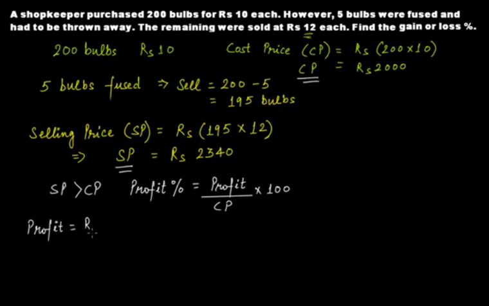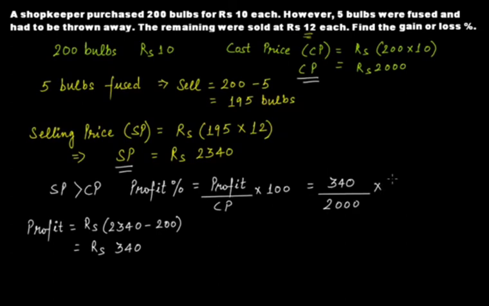Profit is rupees 2340 minus rupees 2000. So you get rupees 340. This is your profit. So you put this value here, you get 340 over the cost price 2000 multiplied by 100. So these two zeros get cancelled, and your answer comes as 17%.